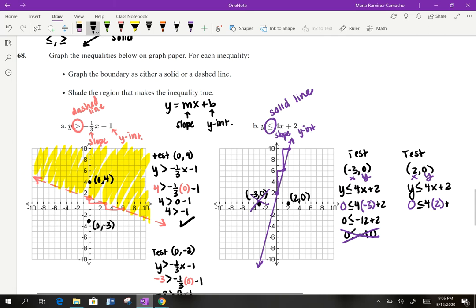Let's see. 4 times 2 is 8. 8 plus 2 is 10. Is 0 less than or equal to 10? Yes. That works, which means that we are going to shade in this direction. Everything to the right of the line.